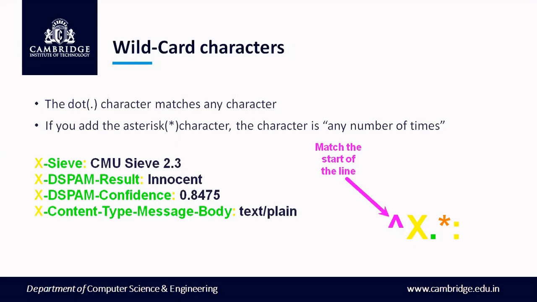Here, this caret symbol matches the start of the line. Next, this dot matches any character. Now this star means many times, zero or more occurrences. Now the whole meaning says that the line starts with X and is followed by any characters, zero or more occurrences, again followed by a colon. So if you see this, the output of this particular regular expression will be this.